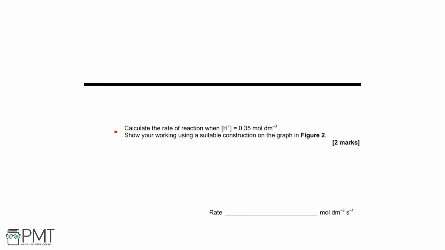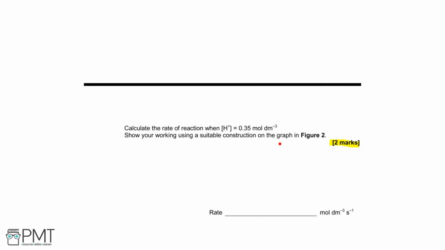Calculate the rate of reaction when the concentration of hydrogen ions is equal to 0.35 moles per decimeter cubed. Show your working using a suitable construction of the graph in Figure 2. This question is worth 2 marks. From the wording of the question, we can infer that we're going to get 1 of those marks for the actual value of our rate of reaction, and the other for the suitable construction.